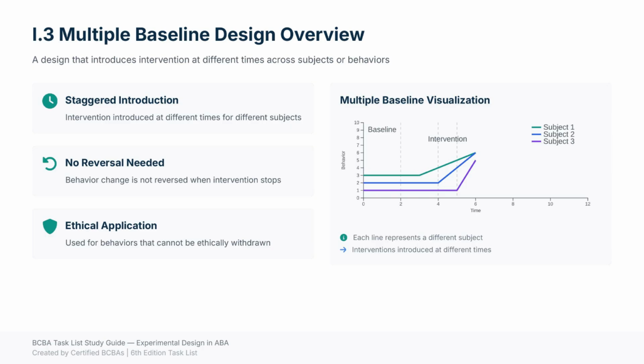These baselines may involve different participants, different behaviors, or different settings. The intervention is staggered across these baselines. If behavior change occurs only after the intervention is introduced in each baseline, this provides evidence of experimental control. Importantly, no reversal phase is required, which makes this design ethically preferable in many applied contexts.